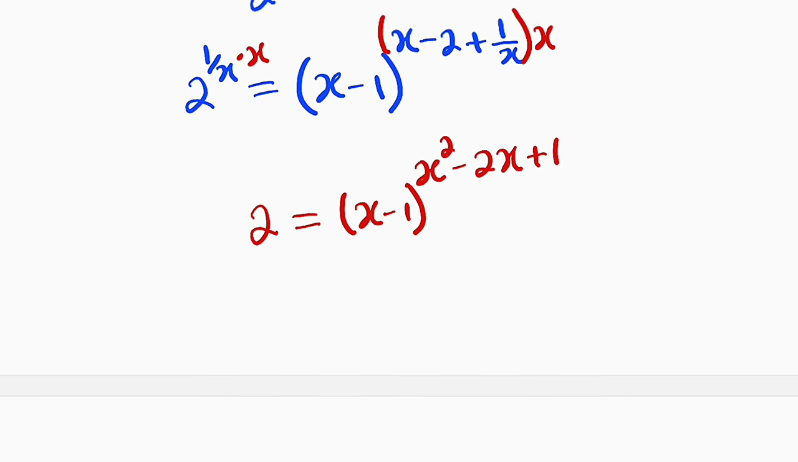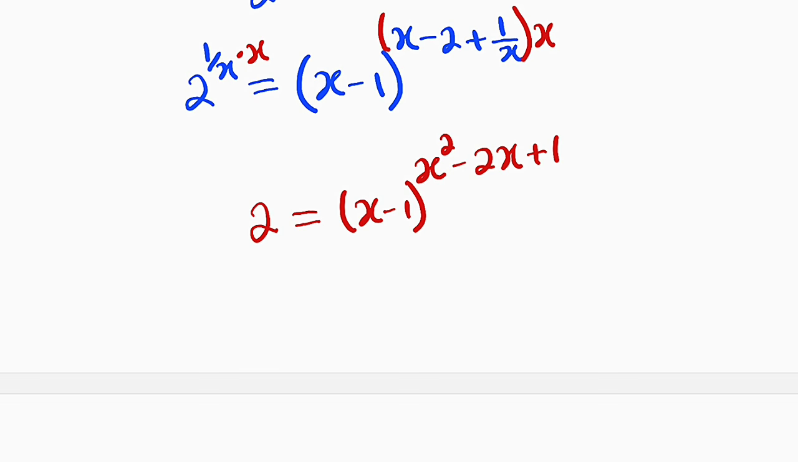So now let us rearrange this equation. We have 2 to the left. This is equal to x minus 1, and to factorize this, you take an x, then you add half the coefficient of x. Half of the coefficient of x, which is negative 2, will give us negative 1. Everything to the power of 2.